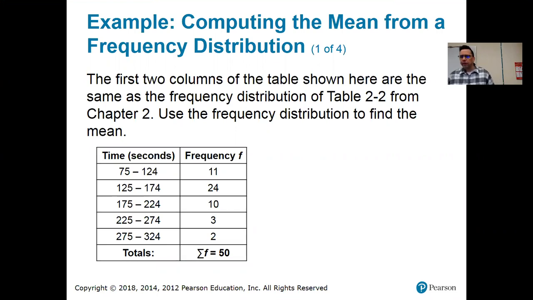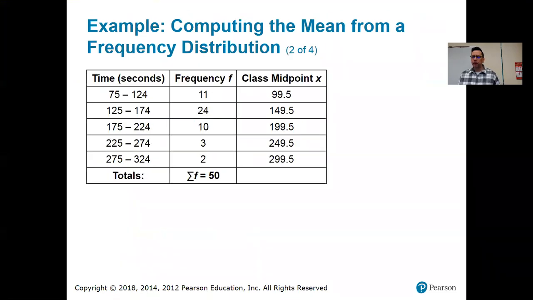Okay, so I've shown my work on the next few slides. The first thing I'm going to do is find the class midpoint for each one of those classes. And remember, the way that you do that is you add the lower and upper class limits and divide by 2. In other words, just find the mean of the lower and upper class limits. So when you do 75 plus 124 and then divide by 2, that's how you get the 99.5. When you do 125 plus 174 and then divide by 2, you get 149.5.